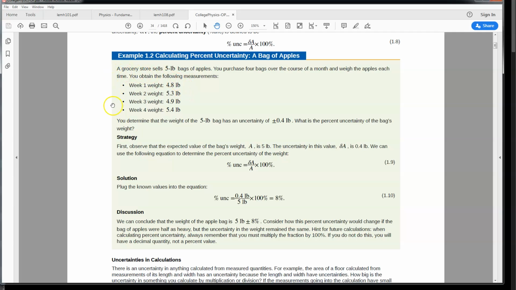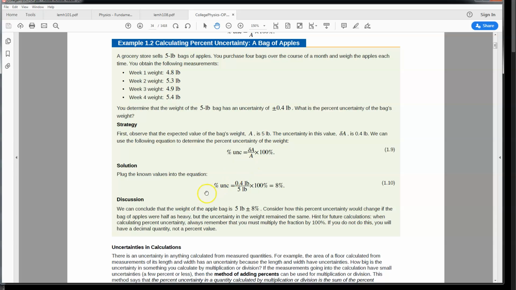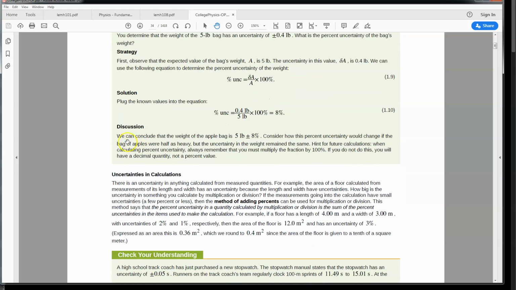Now, why did they give us these numbers? What am I supposed to do with these numbers? Because if A is the expected value of the bag's weight, and delta A is the uncertainty in your measurement, then 0.4 by 5 times 100% is supposed to be 8%. So what that means is that, as a discussion, they've said that we can conclude that the weight of the apple bag is 5 plus or minus 8%. Well, this makes sense.